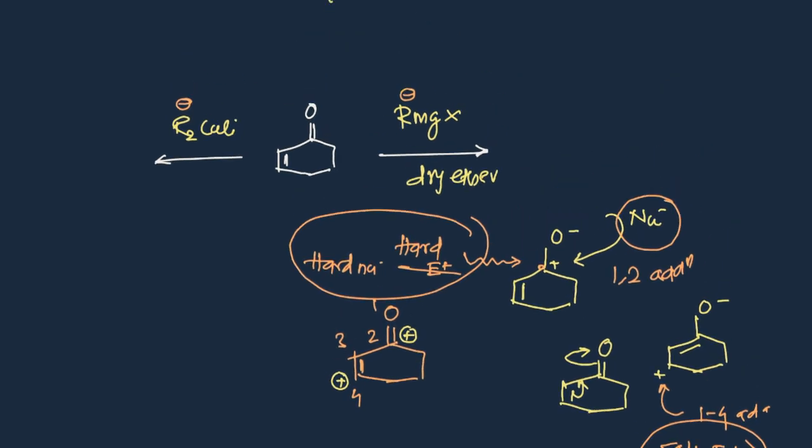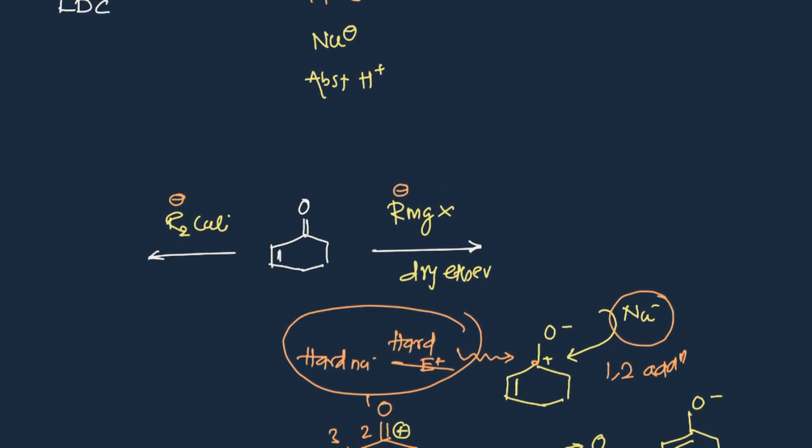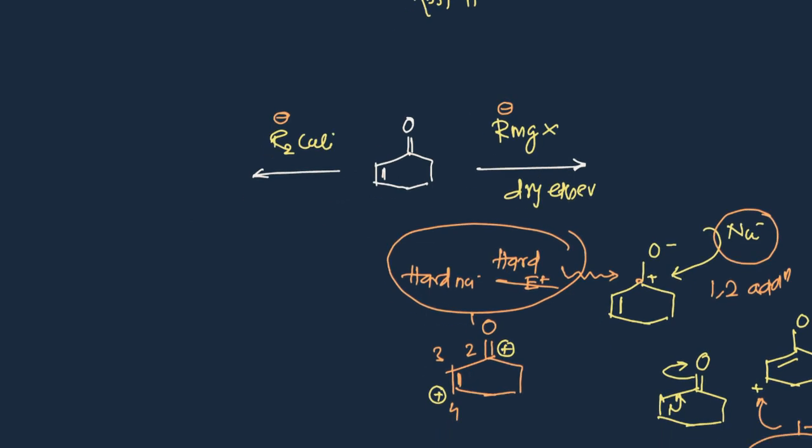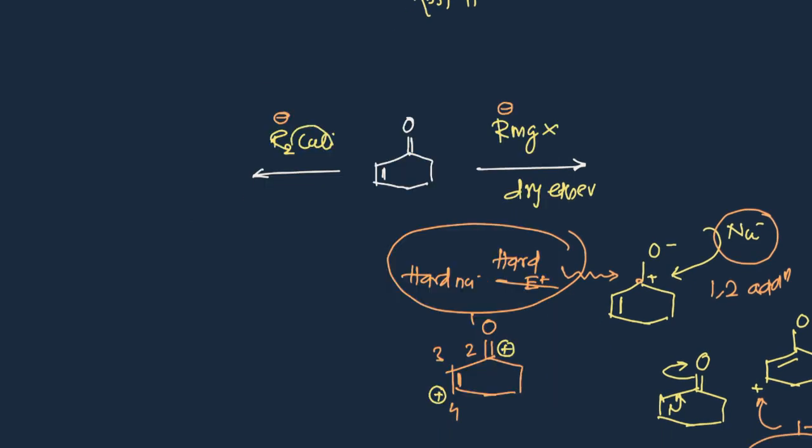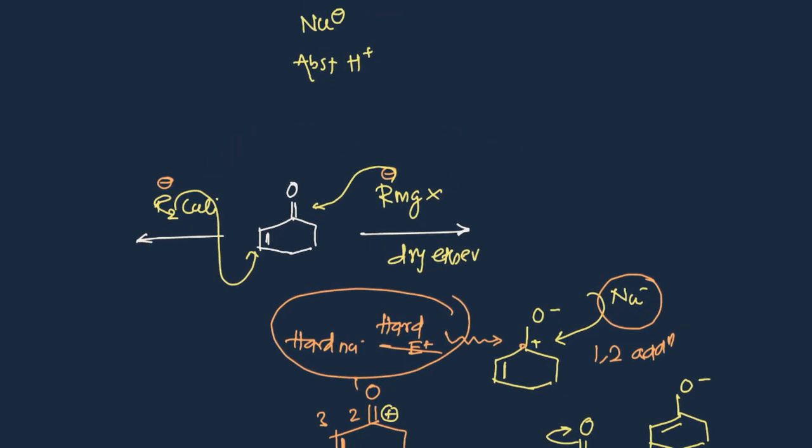That's why whenever we do the conjugate addition, Gilman always adds on the fourth carbon, so it will be like this one, and R will be attached here. That is, R negative from Grignard is a hard nucleophile.